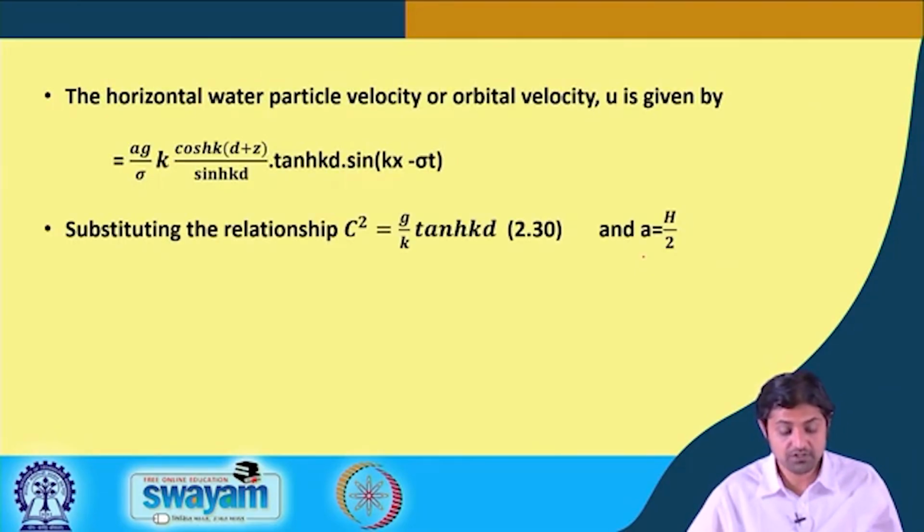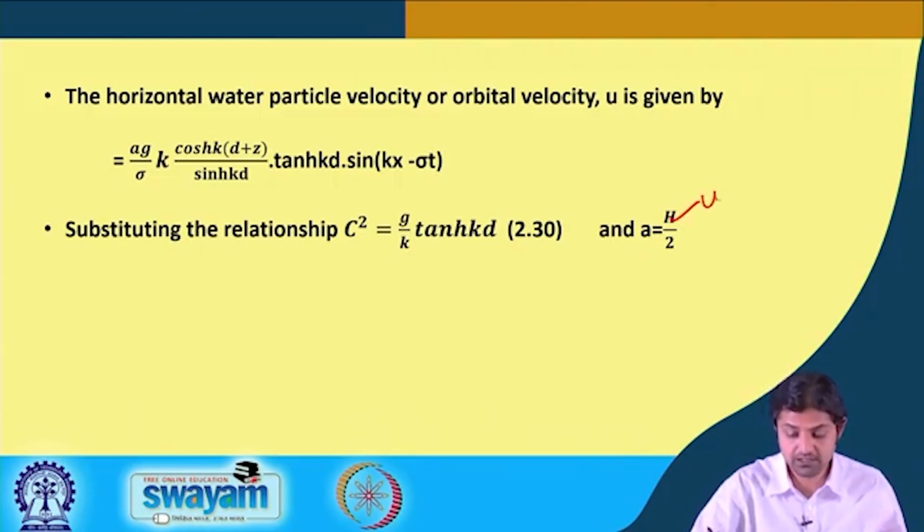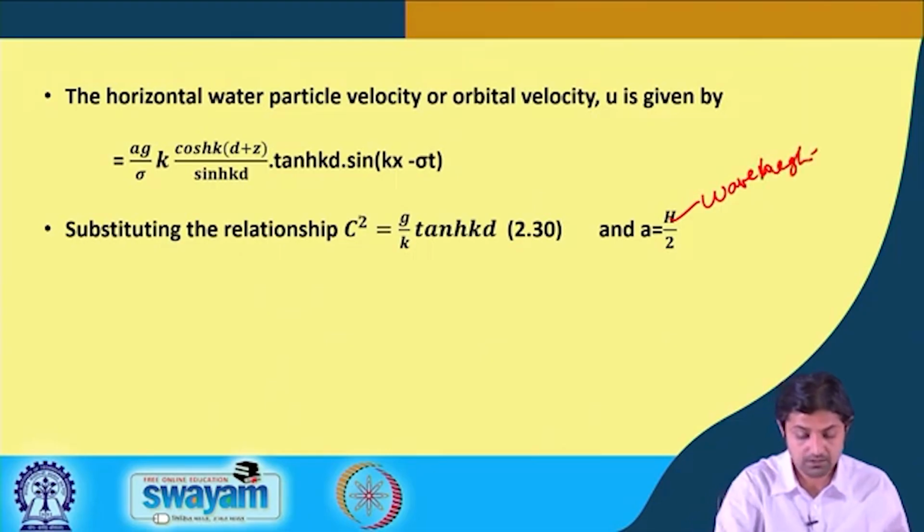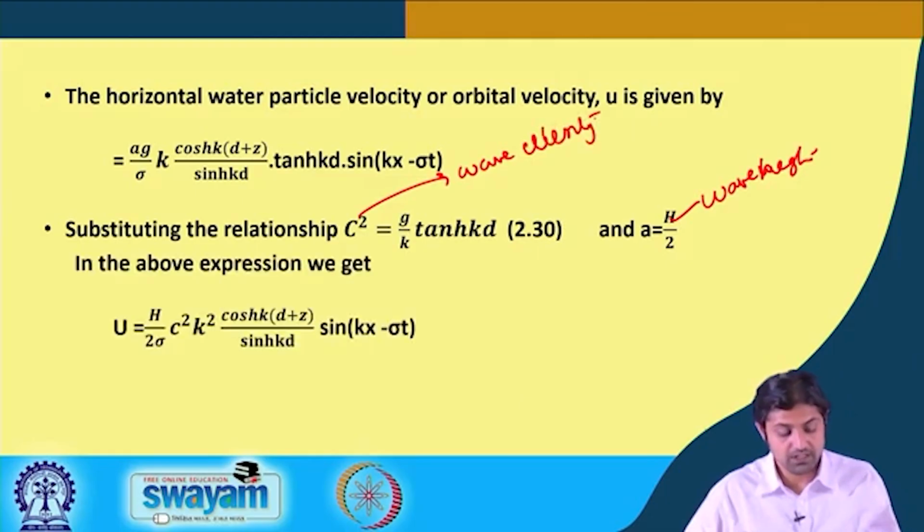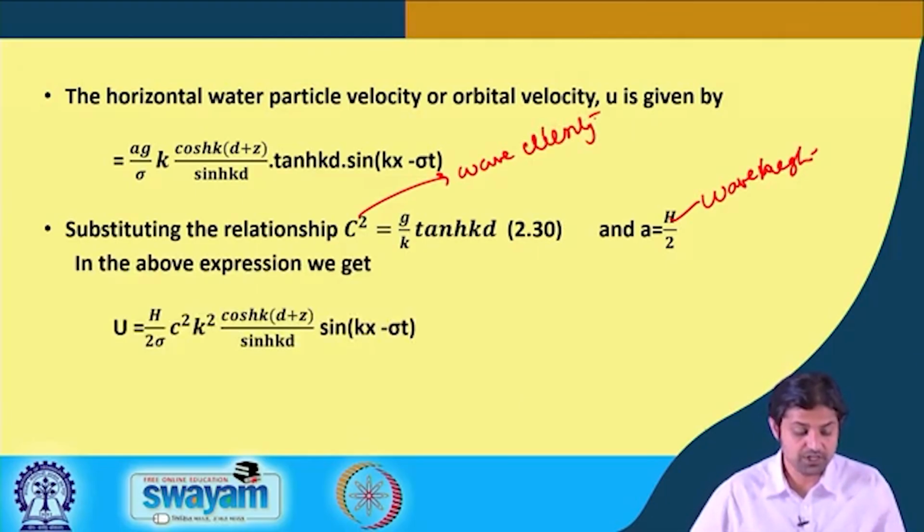If we substitute the relationship c square is equal to g by k tan h k d, and small a as h by 2, because this is the wave height, and this is the wave celerity, we get u is equal to h by 2 sigma c square k square divided by cos h k (d plus z) by sin h k d into sin (k x minus sigma t).